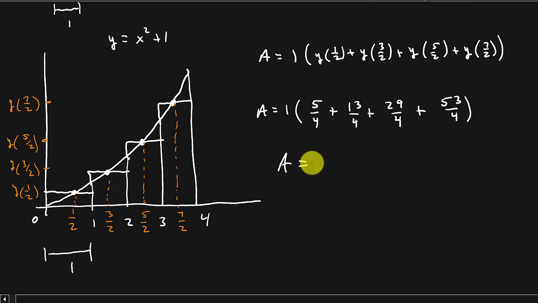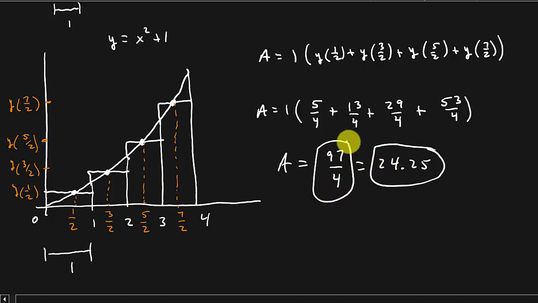And so our area is, let's see, 5 plus 13 plus 29 plus 53. That is 97/4. So what's that divided by 4? That's actually 24.25. Okay, or you could leave it like that. But that's the area we find using midpoints.